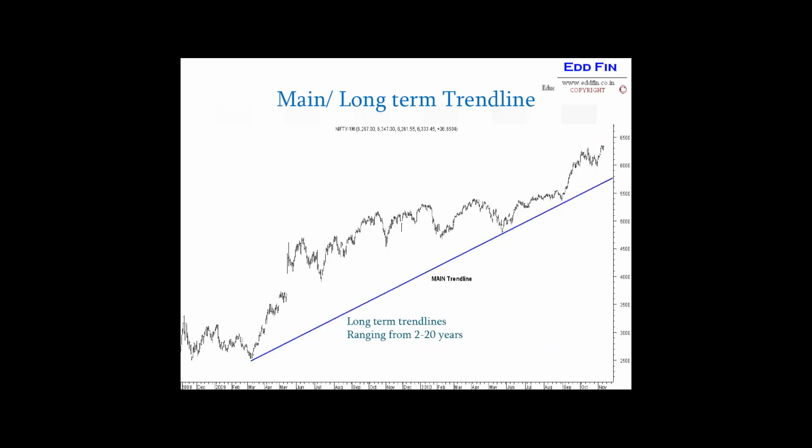The trend line could also be classified according to duration. So this is the main or long-term trend line. A long-term trend line can range from 2 to 20 years, depending on how long that trend line goes. If you talk about Nifty, the long-term trend line is still bullish.